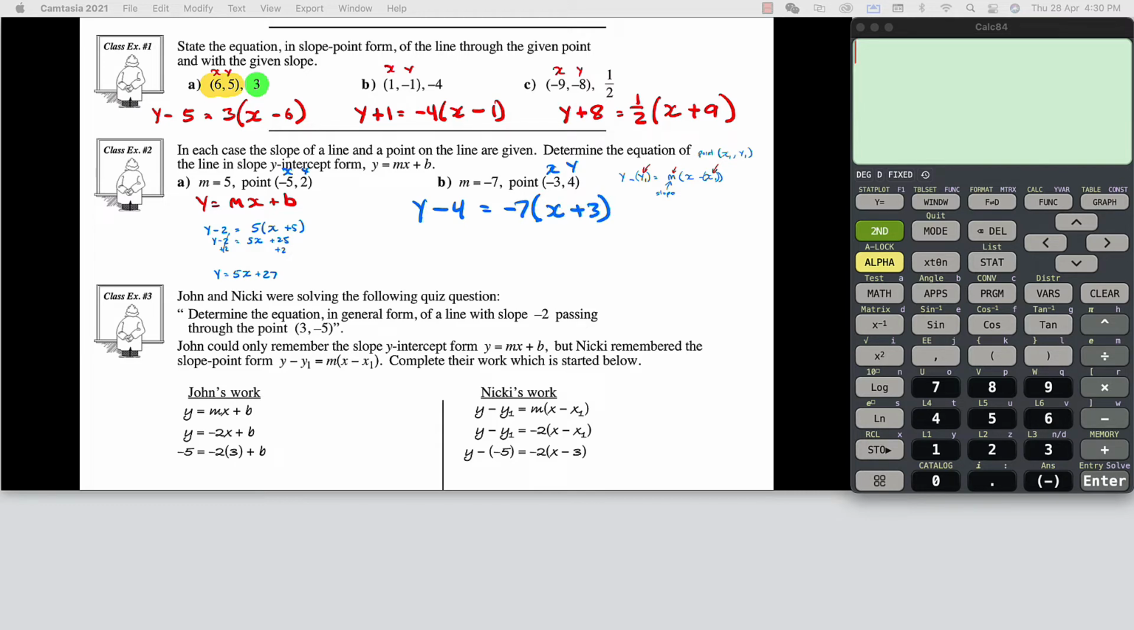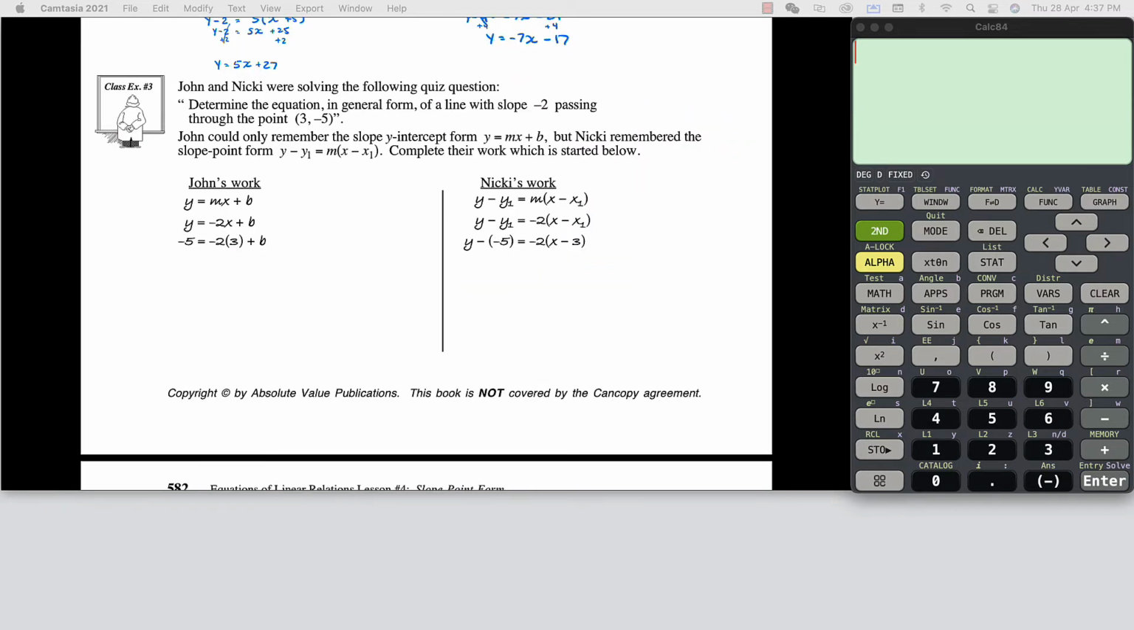We're going to expand that out like we did in part A. y minus 4 equals -7x minus 21. To put it into the correct format, I'm going to gather like terms by taking this plus 4, canceling it on the left, and we're left with y equals -7x minus 17.